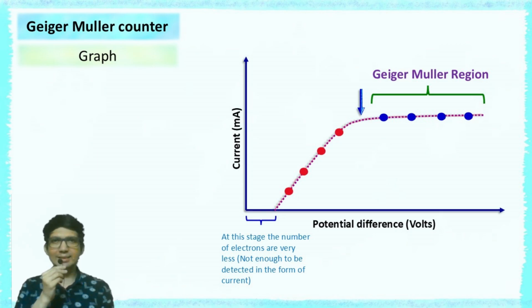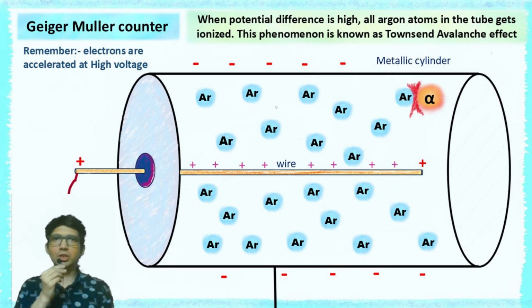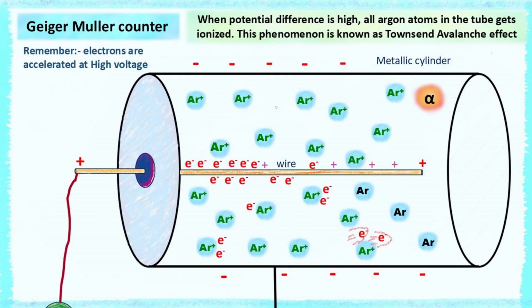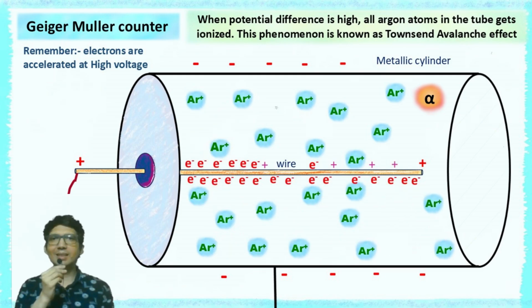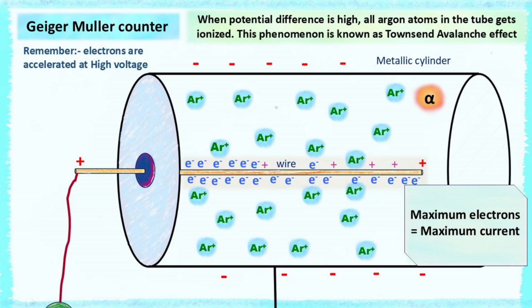Now let's try to visualize this. Why does the graph becomes flat after this point? Now with an increasing potential difference, you reach a point where all the argon atoms are ionized. This is the point where you have maximum number of electrons generated in Geiger Muller tube. This ultimately results in maximum current as shown in the graph.